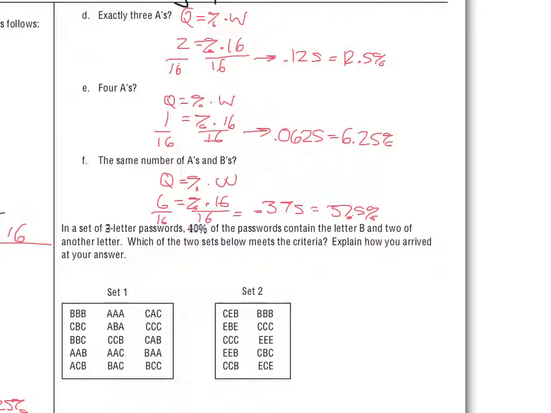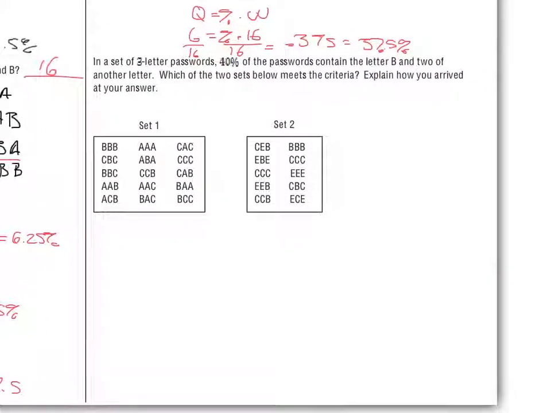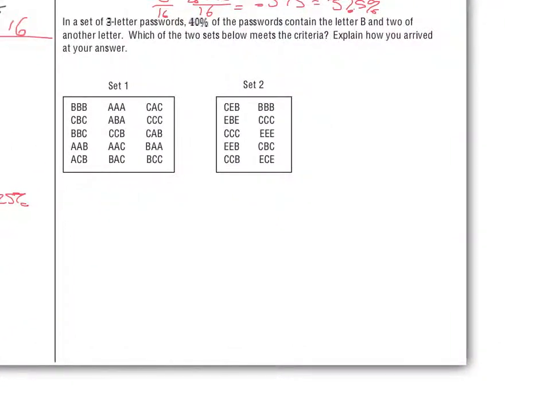Alright, in a set of 3-letter passwords, 40% of the passwords contain the letter B and 2 of another letter. Which of the sets below meets the criteria? Go ahead and see if you can figure out which of these that would be true for. You'll probably want to set up a Q is equal to % times whole for each of them to figure out which of them actually meets the criteria, and then go ahead and give me an explanation. So go ahead and do that on your own.